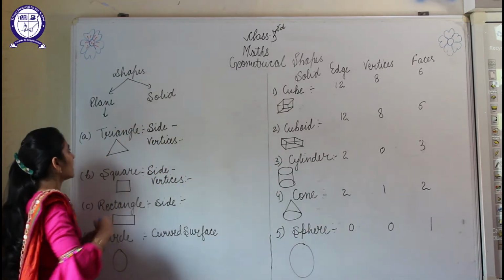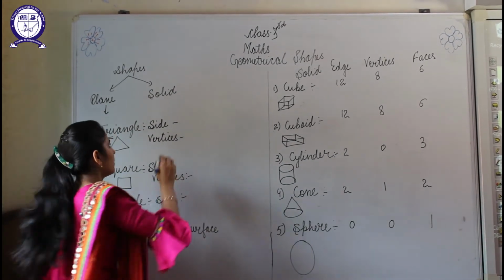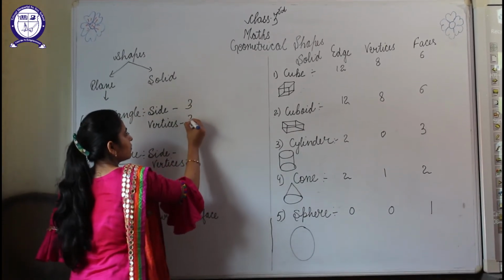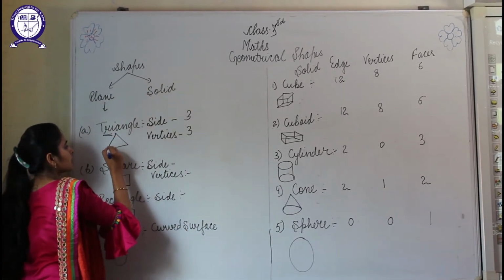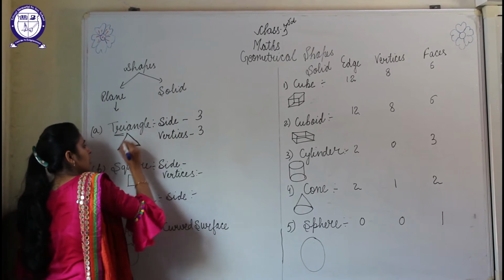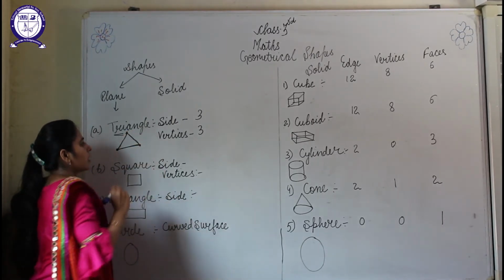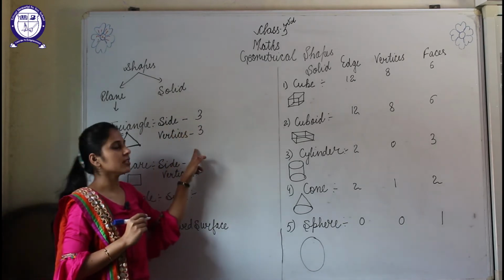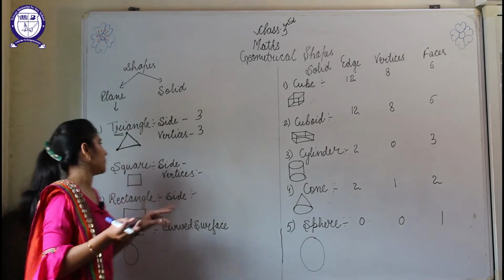Now in triangle, as the name "tri" suggests, 3. It means in this figure there will be 3 sides and 3 vertices. First of all, what are the sides, students? These edges are called sides, and what are corners? These vertices and corners are the same thing. So in a triangle there are 3 sides and 3 vertices. These sides can be equal or different.